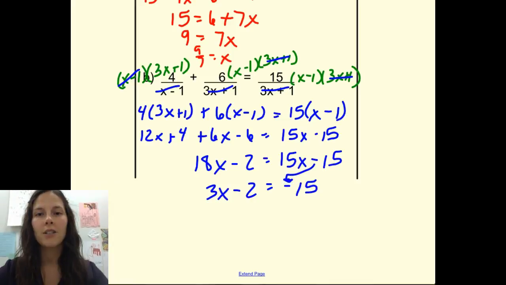It's really tempting to drop that once the 15x is gone. Adding 2 to both sides and dividing both sides by 3. We get negative 13 thirds for our x.